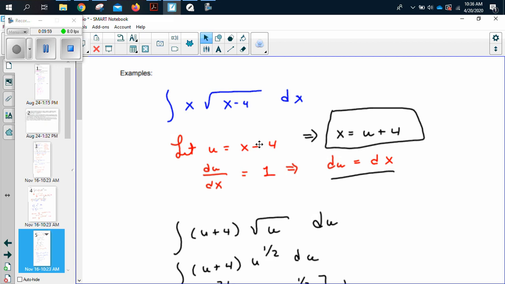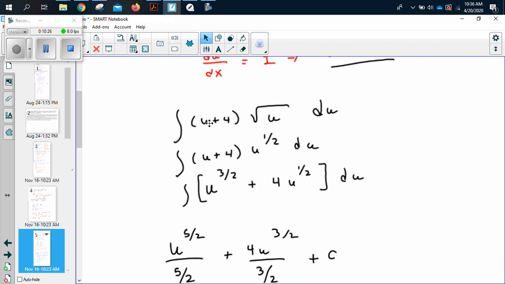But if u is equal to x minus 4, then x is equal to u plus 4. So I can change this x to u plus 4. So I do right here. And then I've got the square root of u. Now, what this has done, it's given me one term under the square root, and I can write that as u to the 1/2, and I can distribute. I couldn't do that here. So I distribute, and I get u to the 3/2 plus 4u to the 1/2.